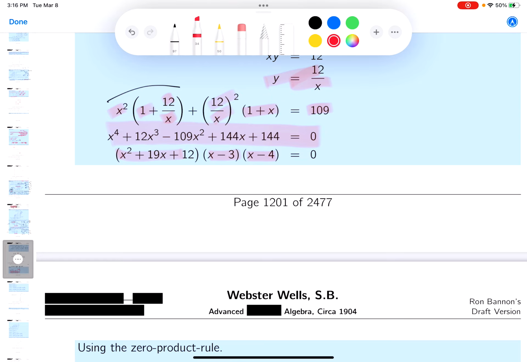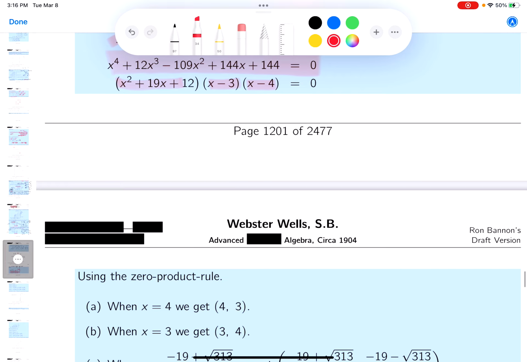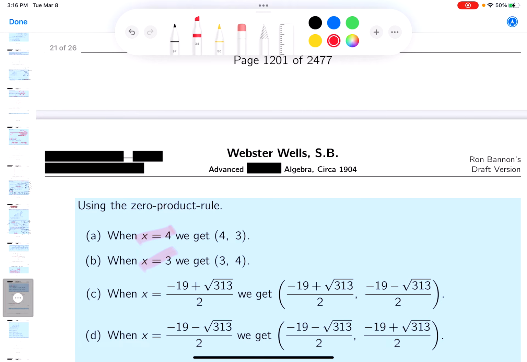I'd get this quadratic over here. And then, I kind of know the x's here. So, x could be 4. I'm using the zero product rule. X could be 3. And that last one requires the quadratic formula. It's not enjoyable, but you could do it. You get these two different results over here.